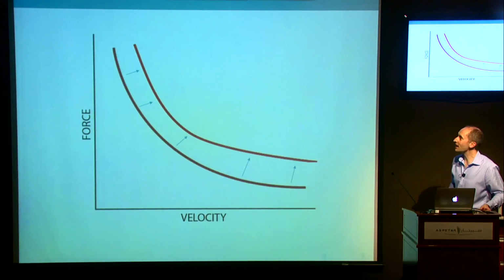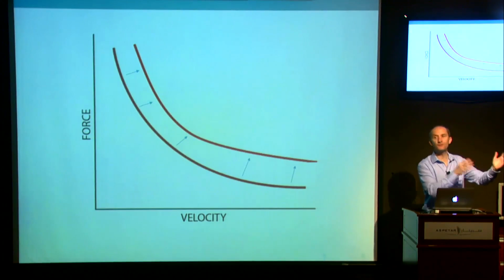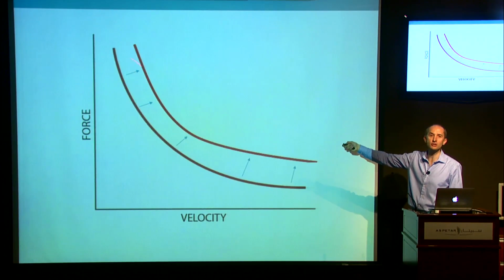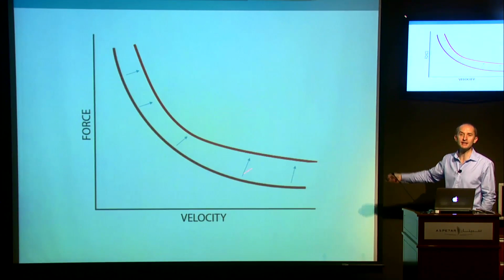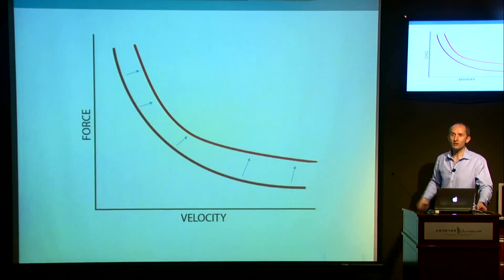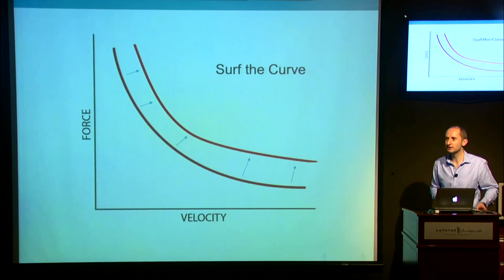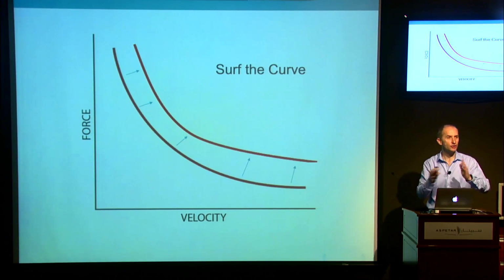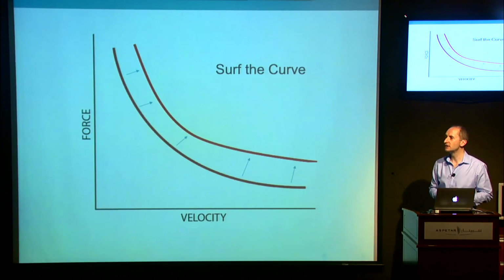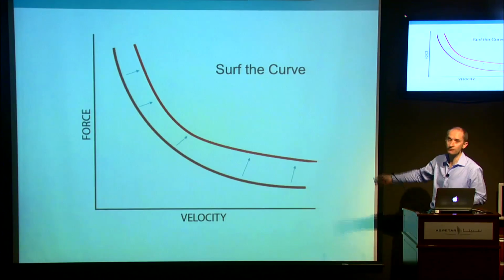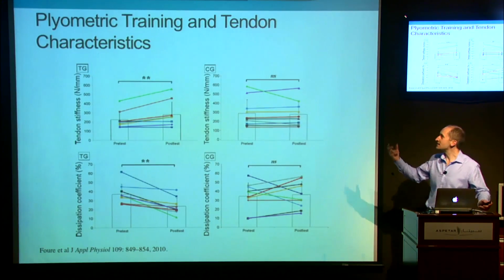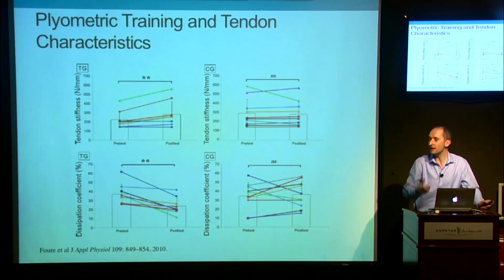So what adaptation do you want? How do you want to change the force-velocity curve of the muscle? Am I looking for increases of force generation at slow speeds? Or am I looking for the ability to generate higher forces at high speeds? The term that some trainers talk about is you surf the curve. Where on this force velocity curve do you want to get your adaptation in terms of muscle activation and interaction with tendon? And we know that if we work at certain points of this curve, we get different types of adaptation. So for example, we get increase in tendon stiffness characteristics with plyometric training.